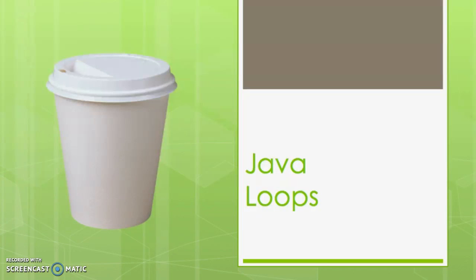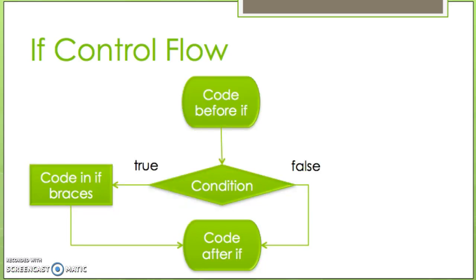In this video, we're going to talk about Java loops. Loops are another kind of flow control construct in the Java language. We looked at branches last module, and this time we'll look at loops. Just to go over what we talked about with branches earlier, we have an if statement.